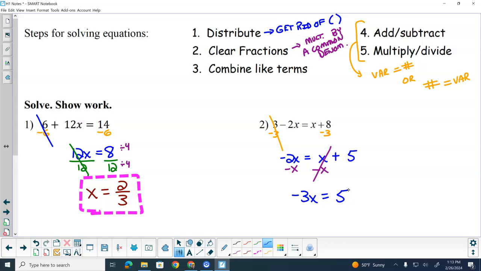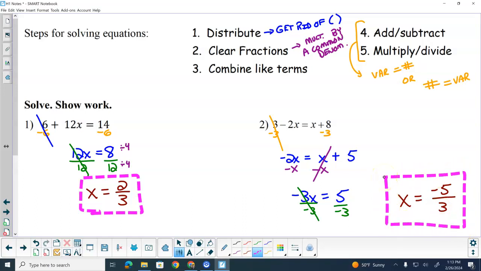Anything more to add or subtract? Nope. So then I divide by negative 3. So that leaves me with x equals negative 5/3. And that fraction can't be reduced. Good? All right, let's go on to number 3.